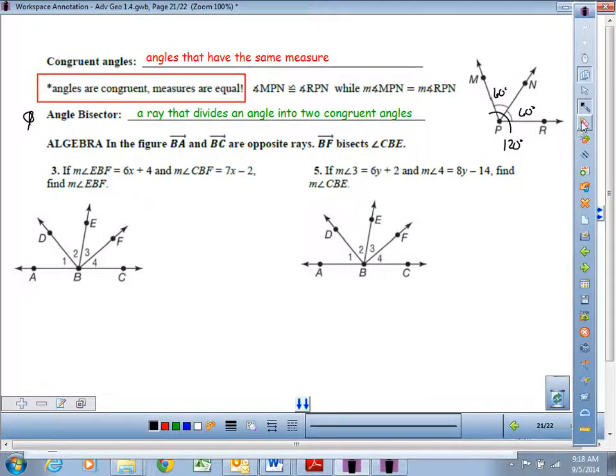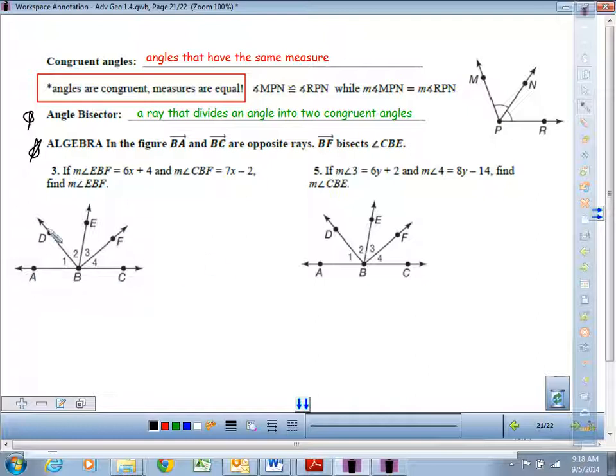Right? So that's what we're going to use for these problems down here. So let's go to problem number 3. Let's read the directions because we have some given stuff right here in the directions. In the figure, ray BA, we need to know how to read these. Ray BA and ray BC are opposite rays, meaning they're going in opposite directions.